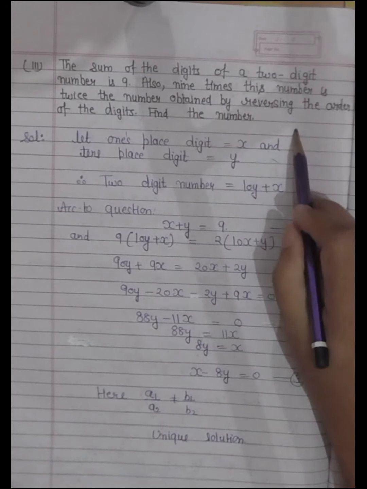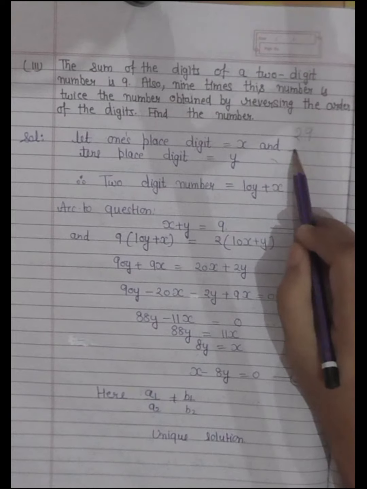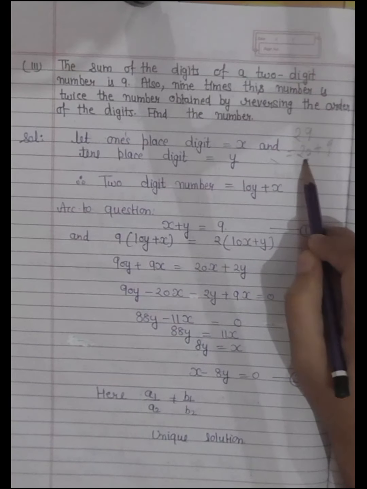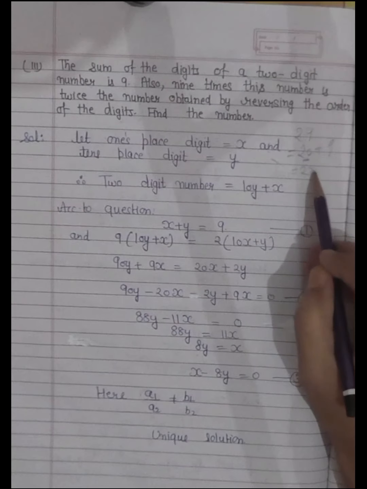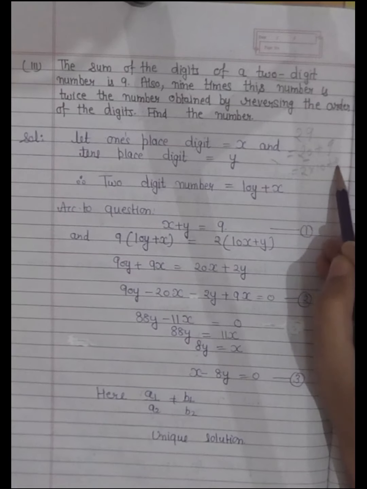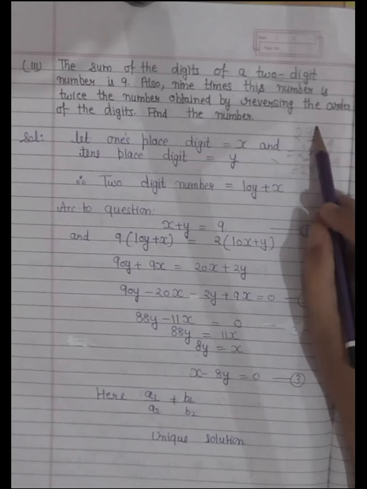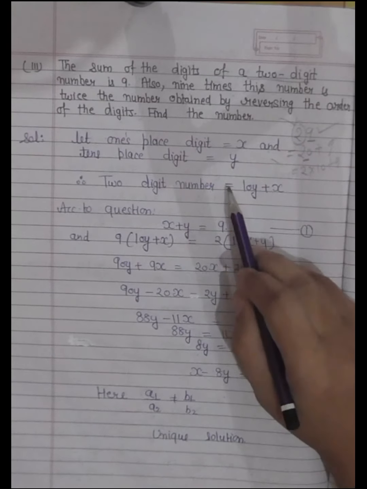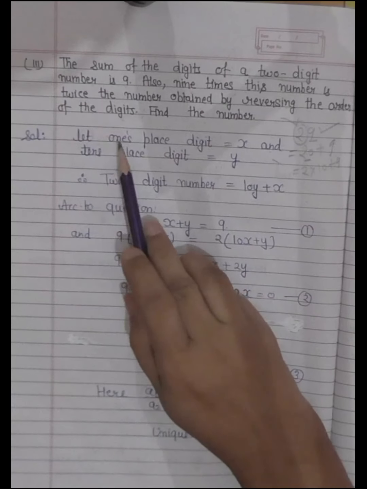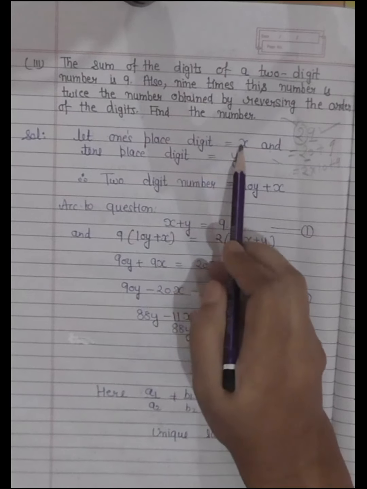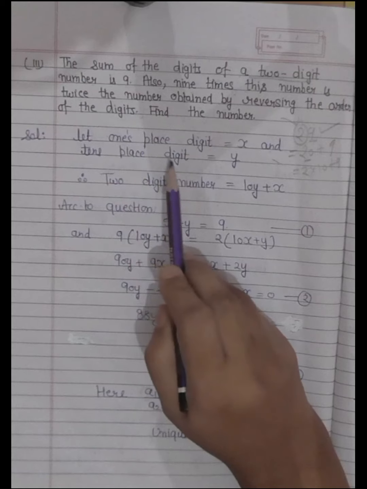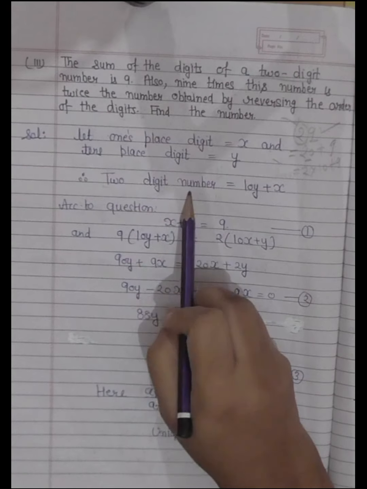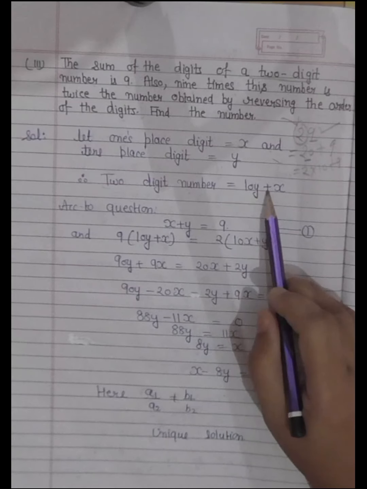For example, I am taking 29. It can be written as 20 plus 9, and 20 can be written as 2 into 10 plus 9. Here 9 is the unit place digit and 2 is the tens place digit. So let us consider the ones place digit is x and the tens place digit is y. Now the two-digit number will be 10y plus x.